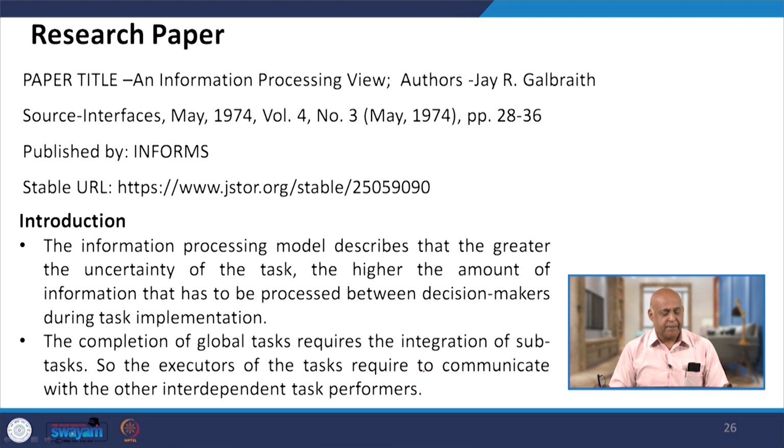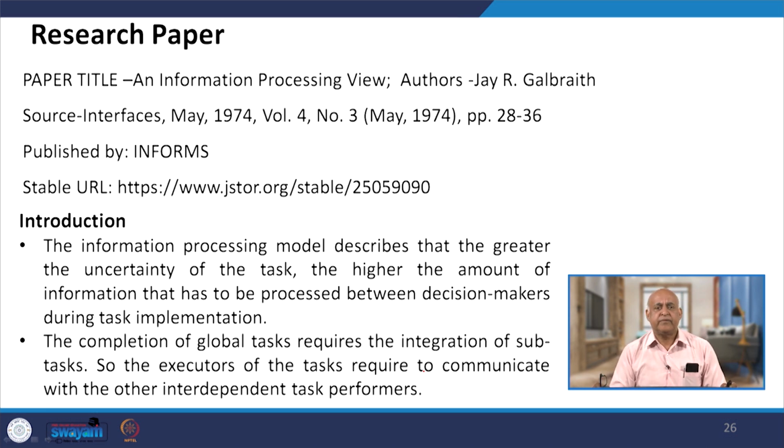This is the research paper. The title is Information Processing, authored by J.R. Galbraith. This information processing model describes that the greater the uncertainty of the task, the higher the amount of information that has to be processed between the decision makers during the task implementation.